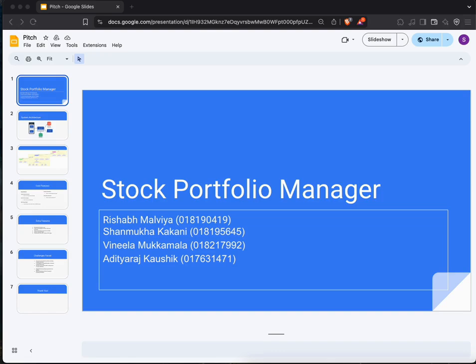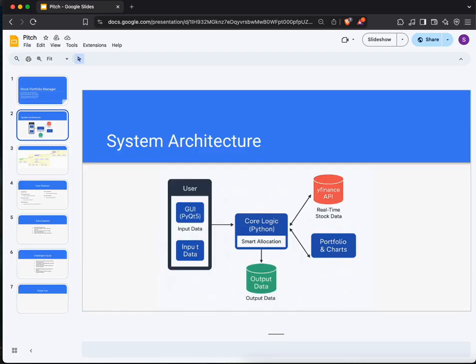The user begins by entering investment data into a PyQt based GUI, where they can also choose one or more investment strategies such as ethical, growth, or value investing. This information is sent to our core logic engine developed in Python.